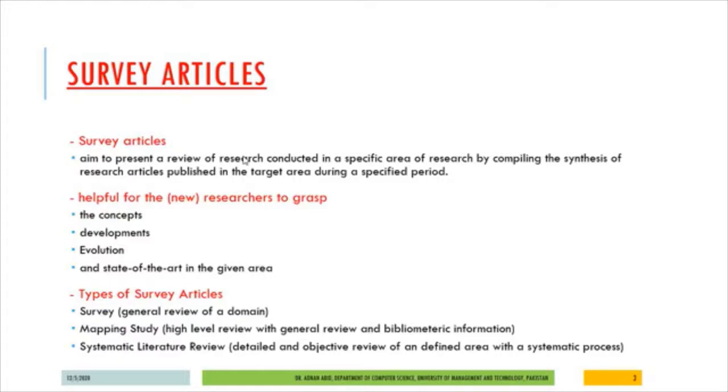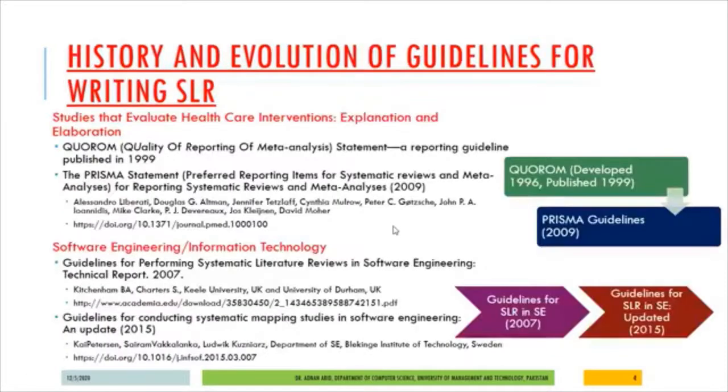In mapping studies, the idea is to grasp the broader aspects of the domain. So it is more broad, it is based on some bibliometric information, and it covers the breadth of the domain. While systematic literature reviews are more concentrated on a specific area of the domain, and tend to present more details about a given topic. So this is the high-level difference between the types of survey articles.